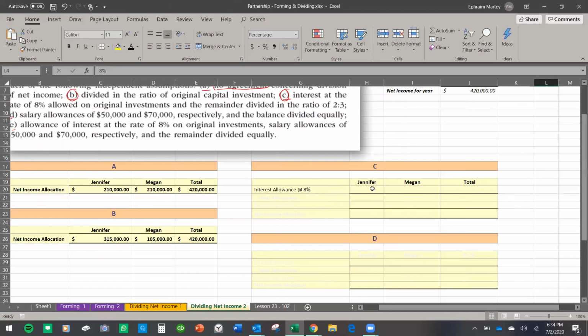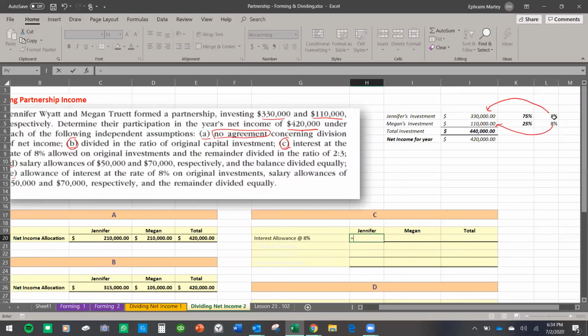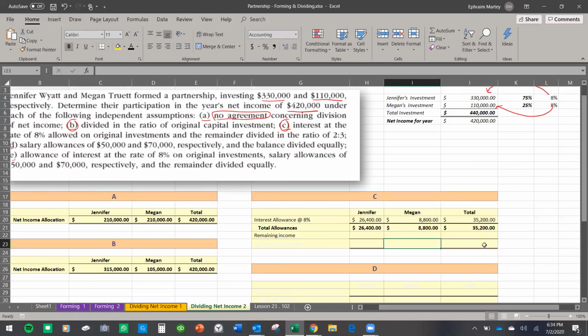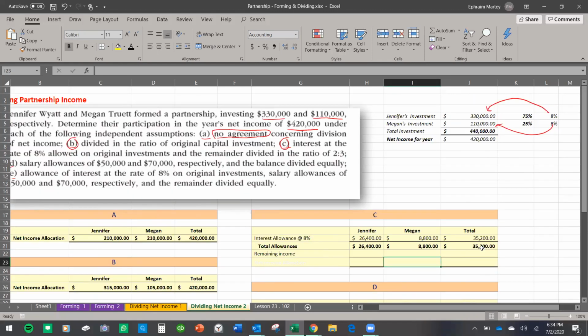So now let's go ahead with the allowance. Jennifer, 8% multiplied by what her investment was. And Megan, 8% multiplied by what her investment was. And we're going to add those two together, so we find the total. Our total allowance for those two is going to be the same number. So I'm just going to drag it all the way. That gives the same number, it's no different. Now, how much is remaining? Here we can ignore the net income at first and see if we will arrive at the same net income.